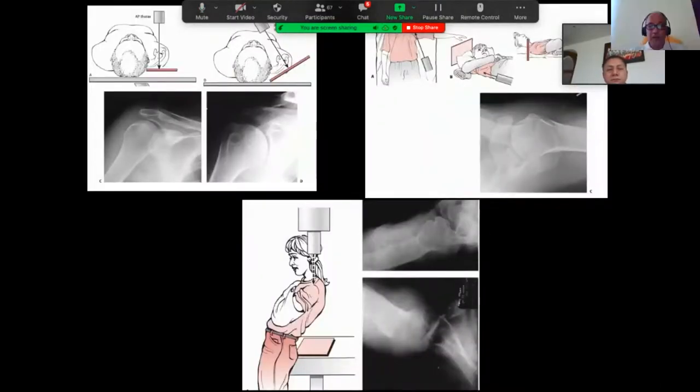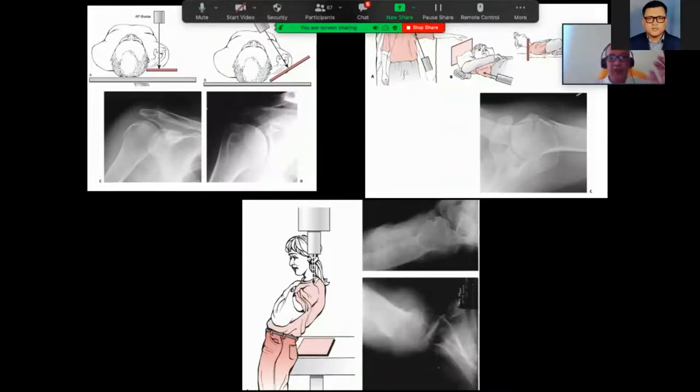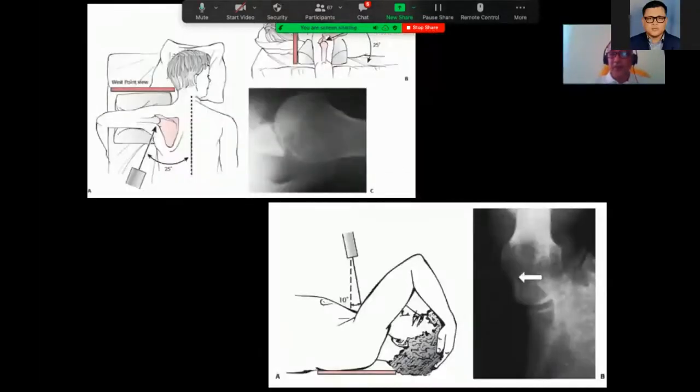Hello, sir. In routine cases, I think the AP view and the axillary view, these two views give me a primary assessment of the patient, and only if required will I go for others. These fancy views like West Point view and Stryker notch view, have you ever advised them? No, I have not advised them, and I have not found anything of significance. If at all later I find something, I might go for an MRI.